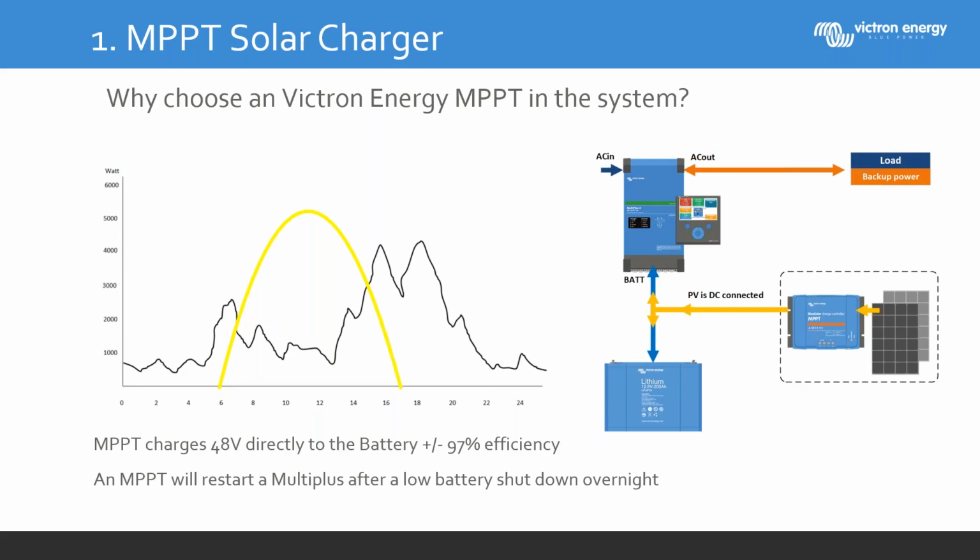And the other benefit of this is if your system disconnects from the grid or is off grid and overnight you have a low battery shutdown, the next morning the MPT will raise the battery voltage and switch on your inverter charger. So that's a very important part of why we always install an MPT, is to prevent a total blackout for extended periods.